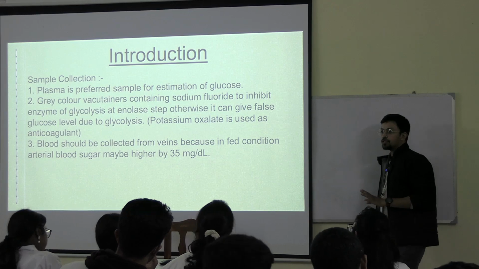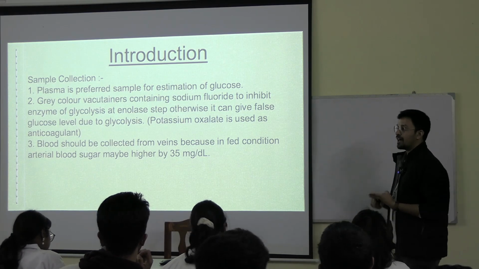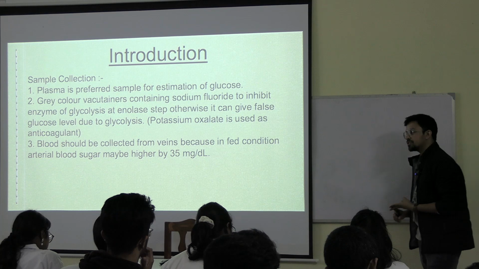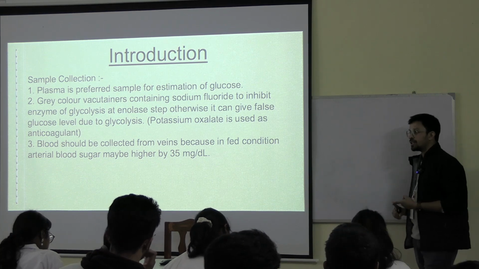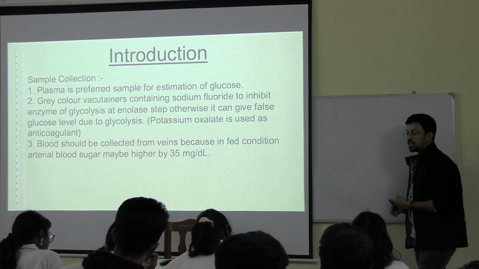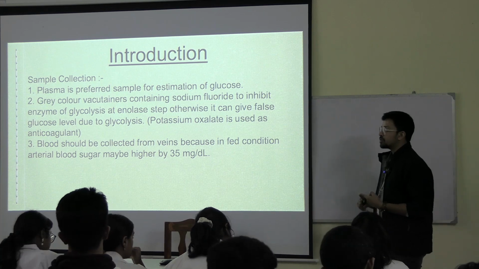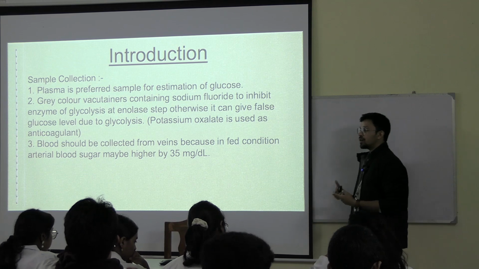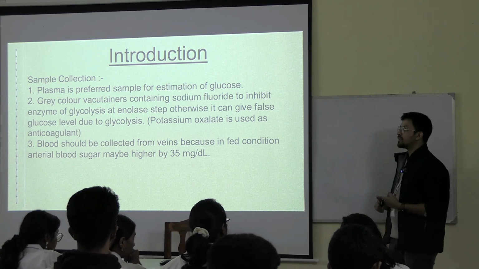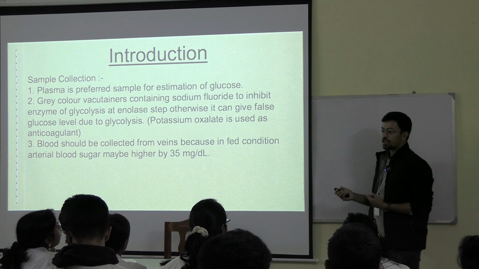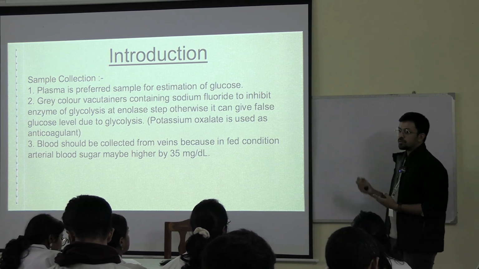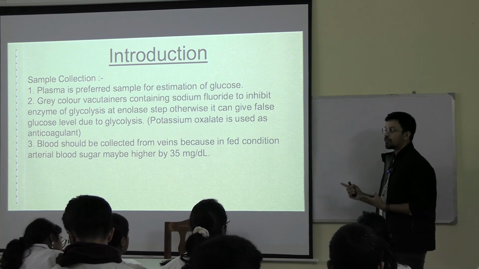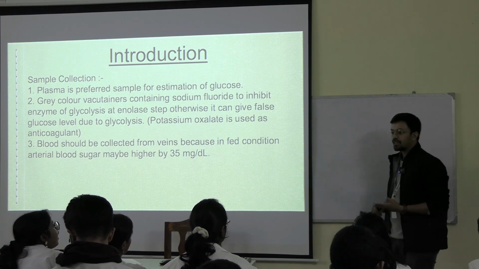Everybody understood? These are the two things that can be asked in your viva as well as your exam, like which container we are using. That is the gray color container to collect blood for the blood sugar level. And what are the constituents in the gray color container? One is sodium fluoride, another is potassium oxalate. Potassium oxalate is doing what? Anticoagulant, and sodium fluoride is to prevent glycolysis.